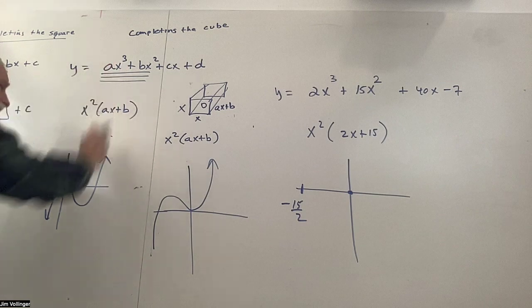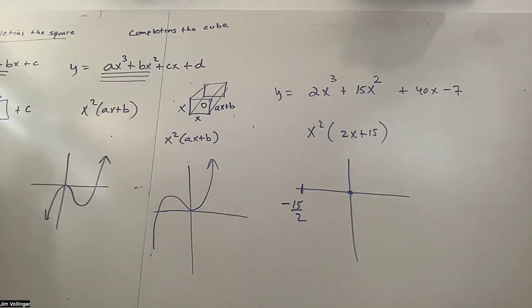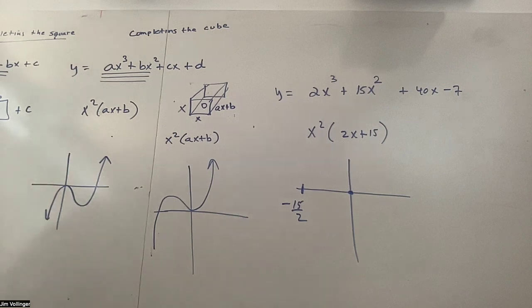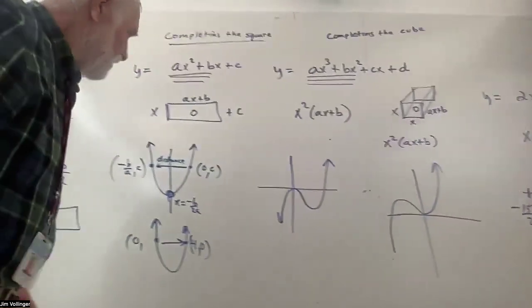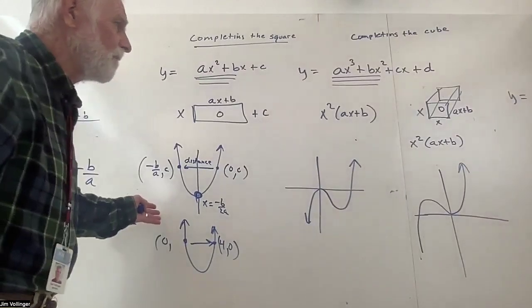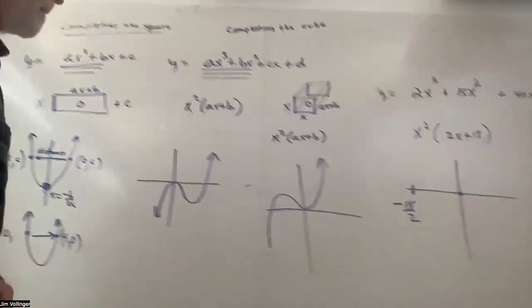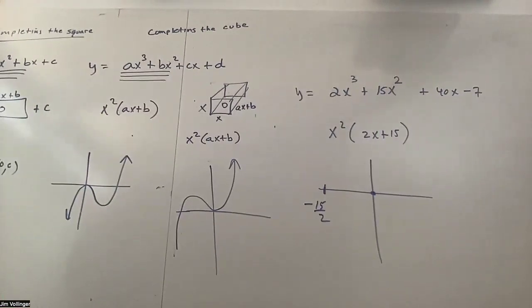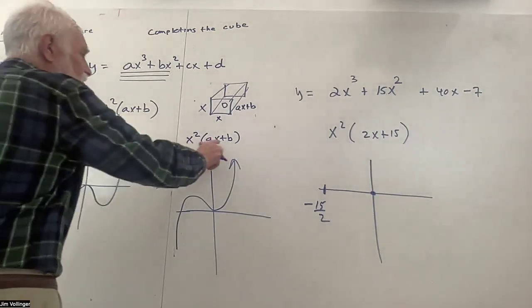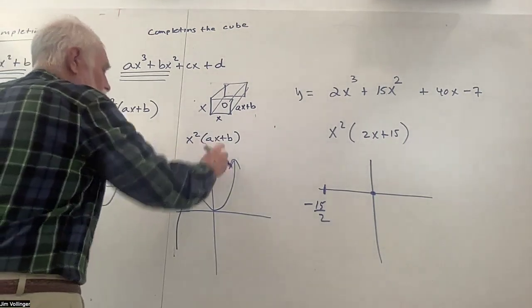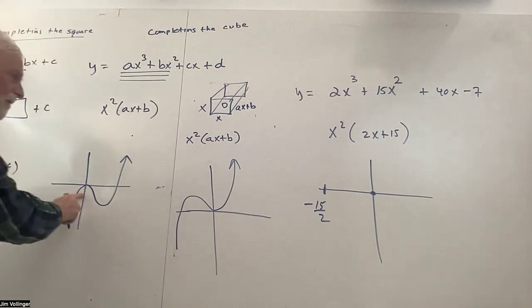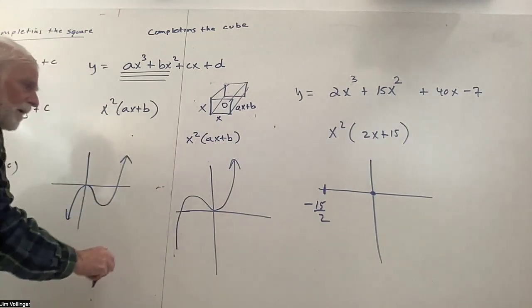But in the cubic, we're not cutting that distance in half like we did with a quadratic, right? And I think I did this, maybe I didn't do it with a number. All right, back to where I was. We can see this x squared times ax plus b is either going to look like this or this. That's a double root.